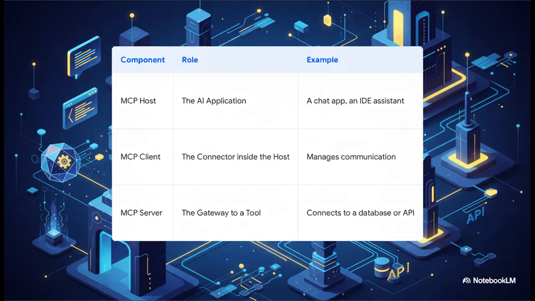It really boils down to 3 main players in this system. First, you've got the MCP Host. That's your AI app. Think of a chatbot or a coding assistant. Then, living inside that host is the MCP client. Its job is to speak the MCP language. And finally, you've got the MCP server. This is the gateway to the outside world. It's the piece that actually connects to the database, the API, or whatever tool you need.